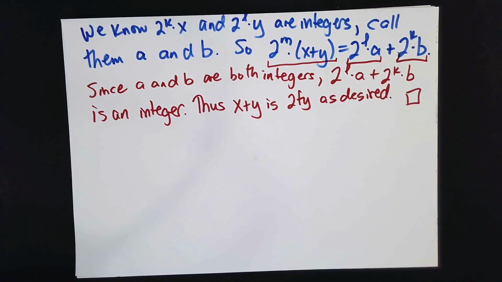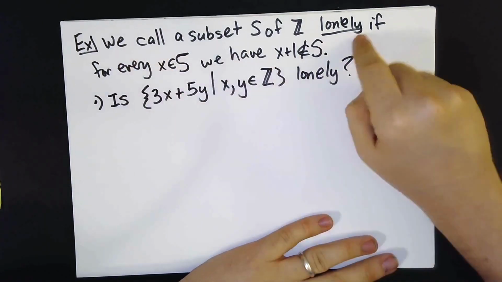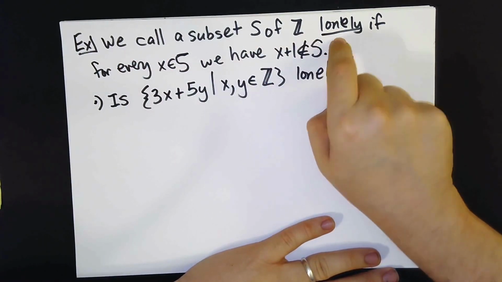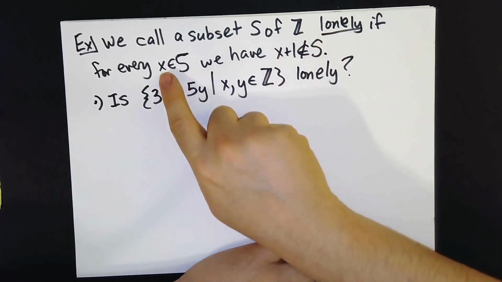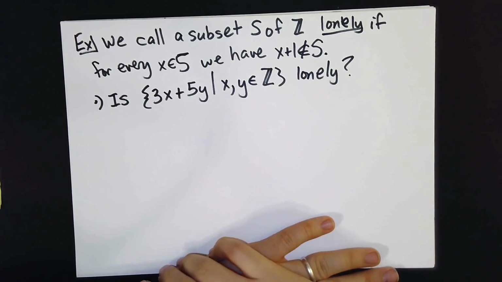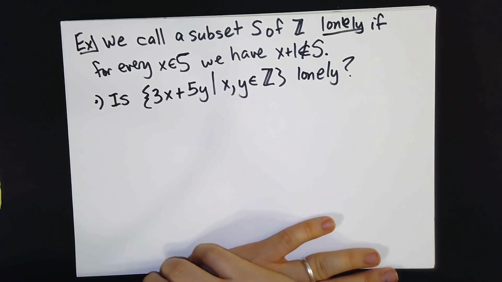So let's do another example, and this one will be a lot like a lot of the homework through the semester. We'll go ahead and come up with this definition. We're going to call a subset of the integers lonely if, for every element of it, that number plus 1 is not in it. So let's start with just writing down a set, and let's ask whether this set happens to be lonely or not.